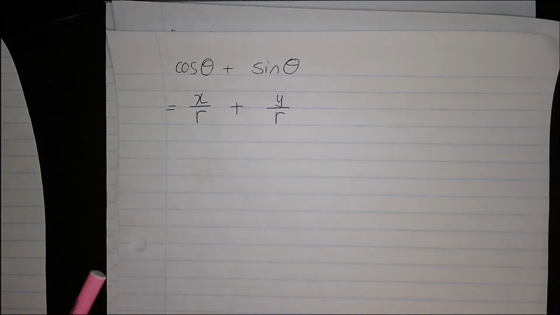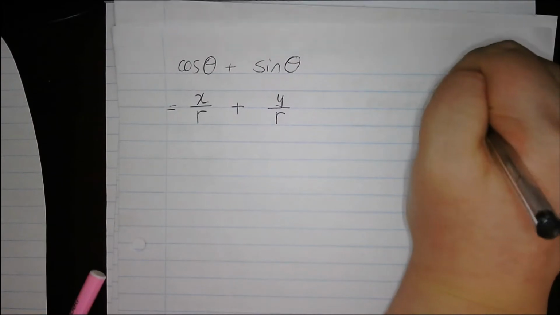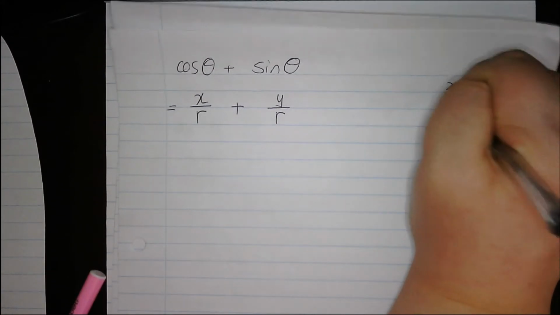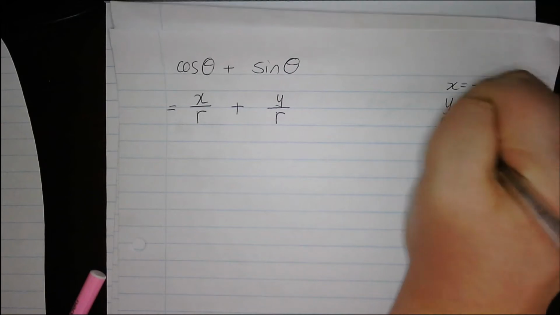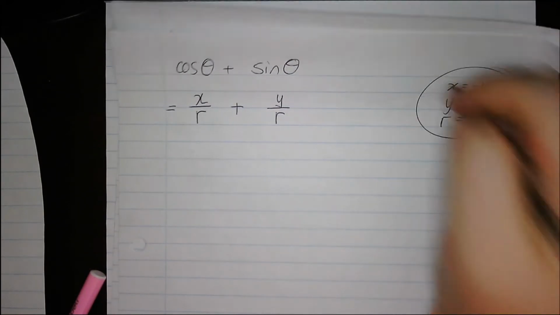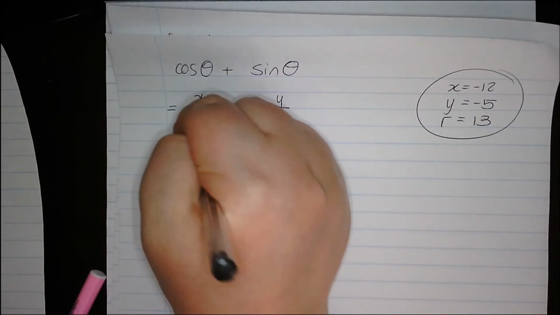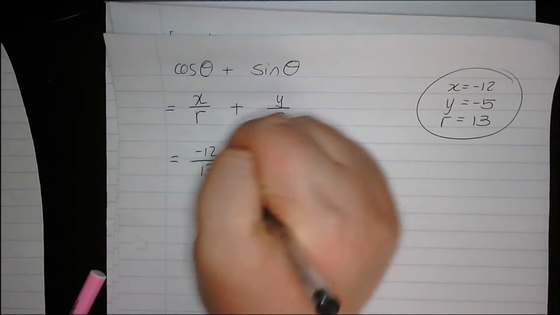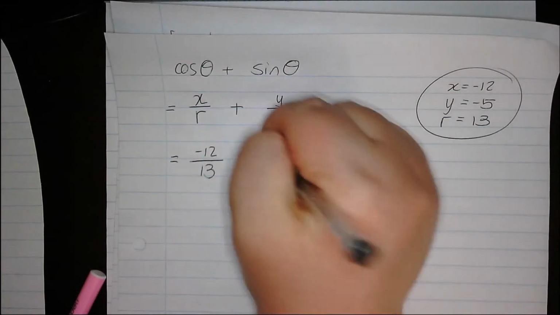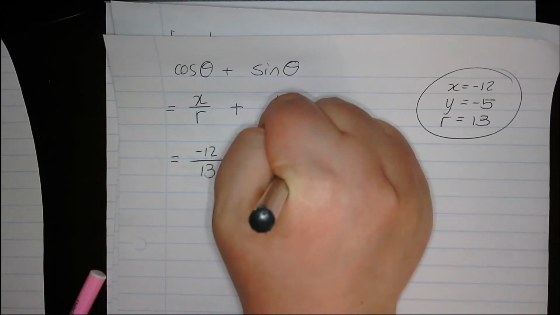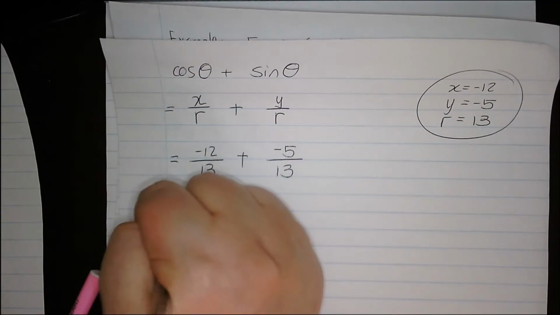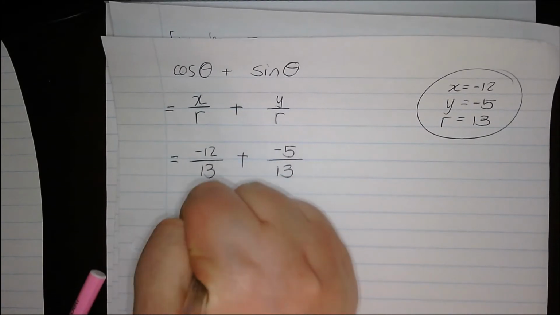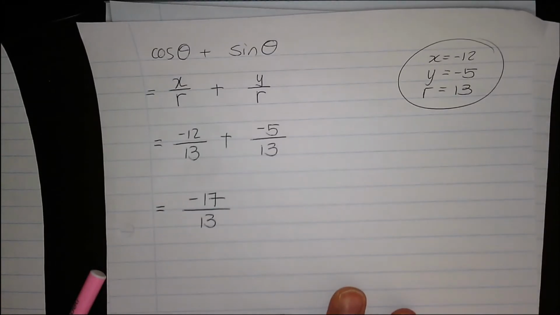Cosine: shade your rear for sine, cos x rays for cosine. Remember we said that x is negative 12, y is equal to negative 5, and r is equal to 13. Okay. X is equal to negative 12, r is equal to 13. Y is equal to negative 5, and r is equal to 13. That should give you negative 12 over 13 as your final answer.